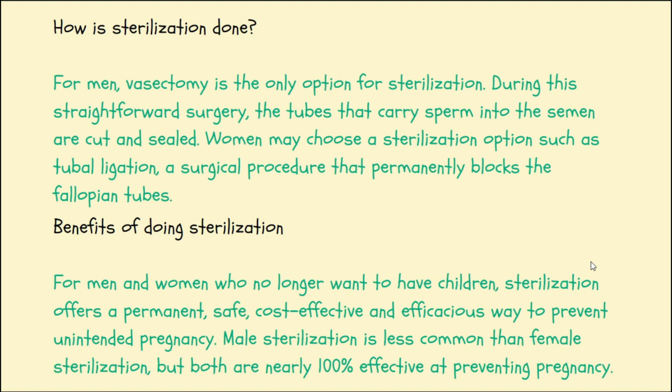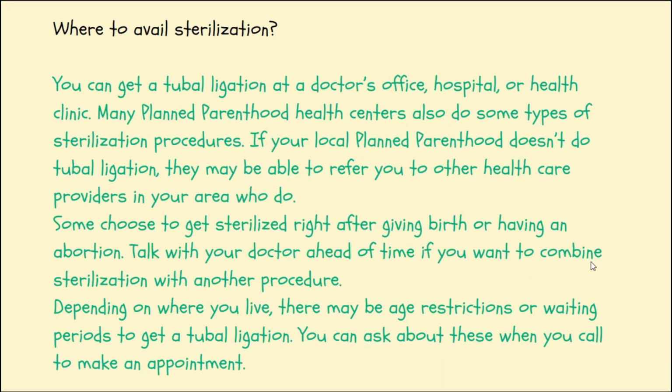So, how is sterilization done? For men, vasectomy is the only option for sterilization. During a straightforward surgery, the tubes that carry sperm into the semen are cut and sealed. Women may choose sterilization options such as tubal ligation, a surgical procedure that permanently blocks the fallopian tubes.